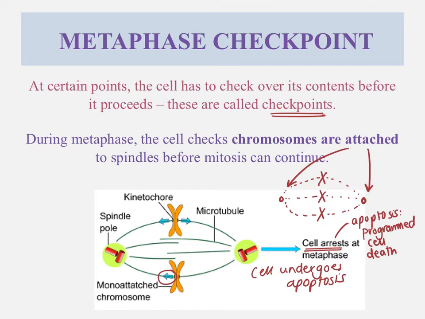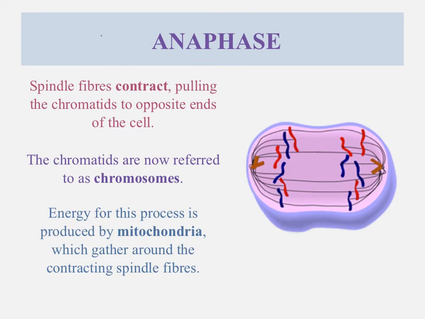You can't really say things like it apoptosizes. It doesn't really make much sense. Okay, I'm going to leave it here. We're going to move on to the third stage. So we've done prophase, we've done metaphase. The next step is anaphase. Okay, so as we said, we are prophase, metaphase, and then anaphase.